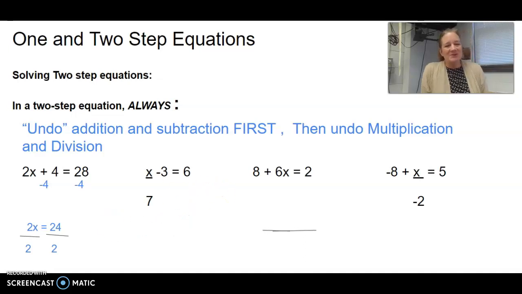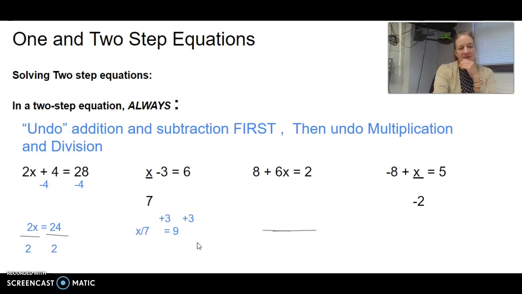Okay, so now let's look at the other one. I have x divided by 7 minus 3 equals 6. So I'm going to undo addition and subtraction first. So I'm going to add 3 to both sides, right? Because I want to get that x by itself. I get rid of that 3. It's hanging out by itself over here. And I'm going to do that to both sides. So now I have x divided by 7 equals 9 because 6 plus 3 is 9.